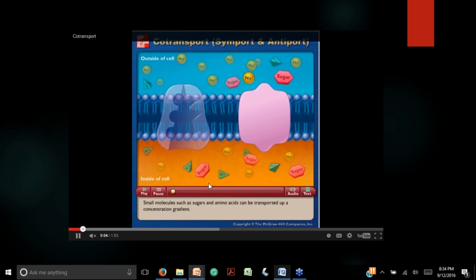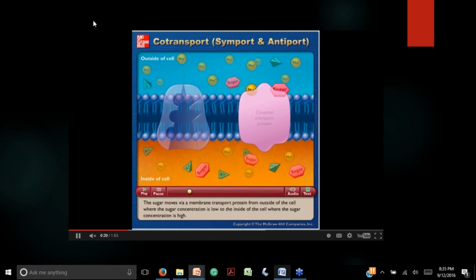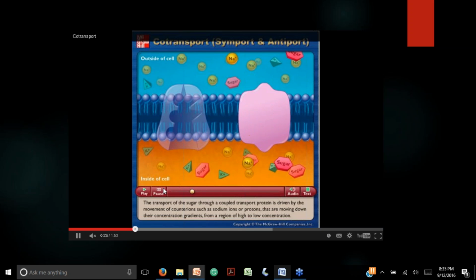So here we are going to see, for example, the co-transport. What is a co-transport? They are going to transport together, in the same direction, the sodium and glucose. So sodium and glucose are going to move from the extracellular to the intracellular side. It's called co-transport because they are coming together. Sodium and glucose are going to use the same transporter.